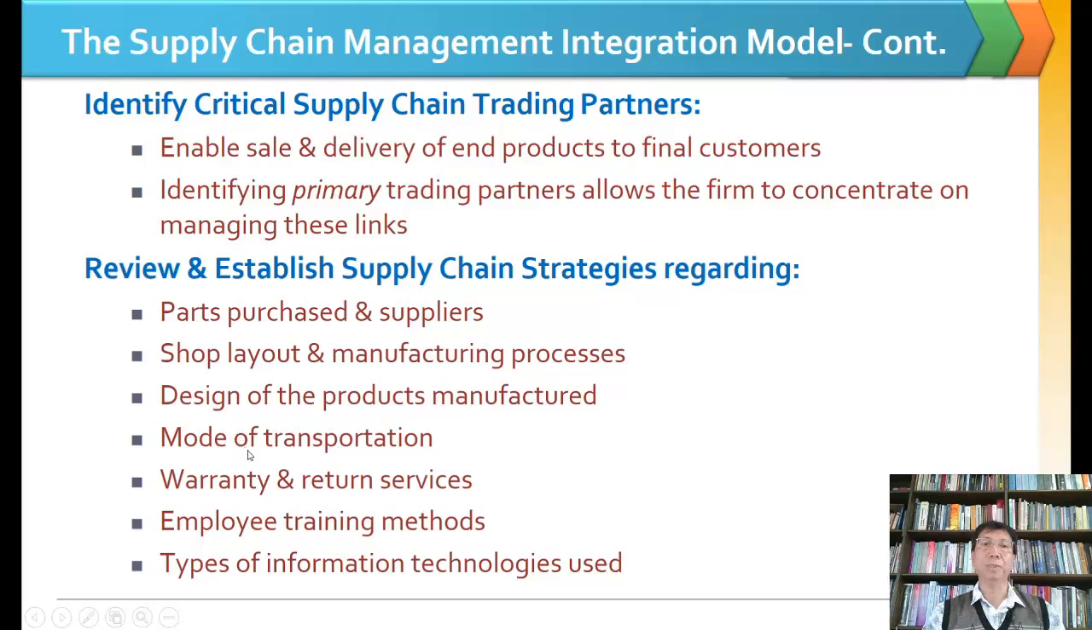Next is the mode of transportation. As we know, the modes of transportation include land, train, air, water, and pipeline. Of course, the firm must seek the best mode to minimize the total cost of transportation. And warranty and return service, an activity we are familiar with as reverse logistics. And next, the employee training methods. And finally, the type of information technology used.